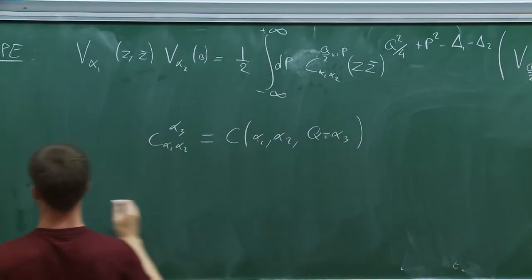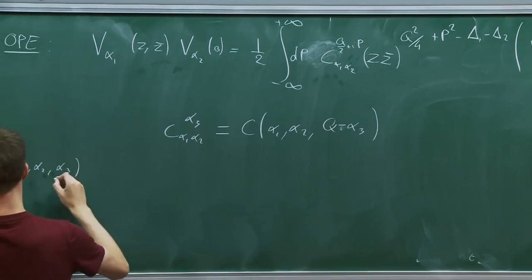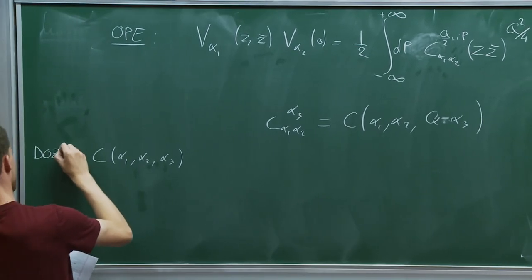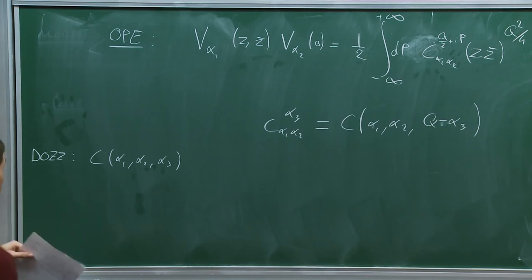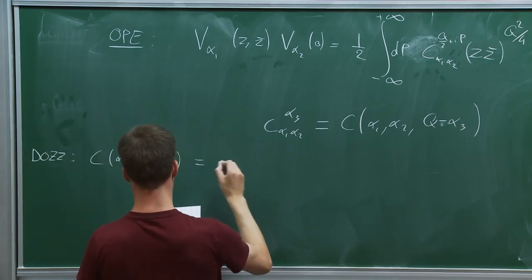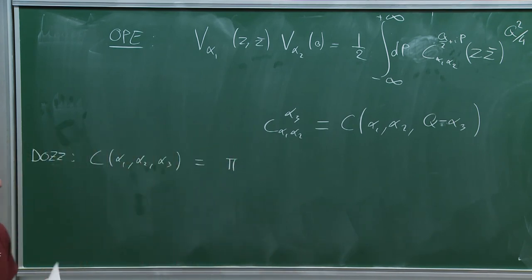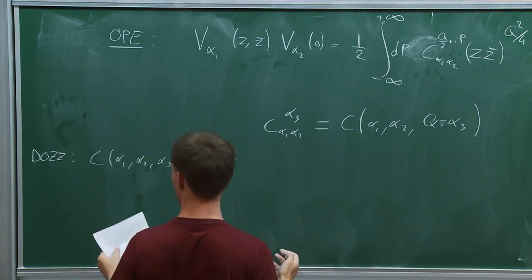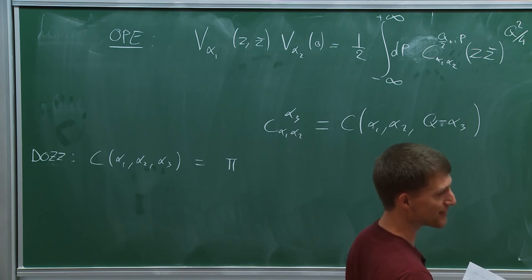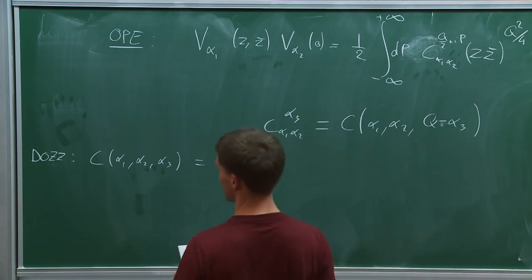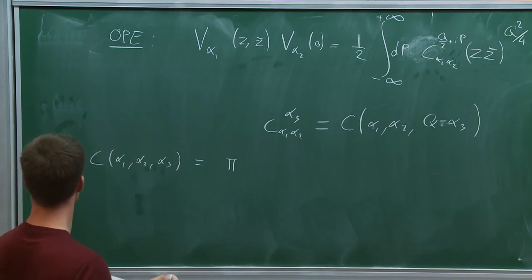And this object is given by the DOZZ formula. So this stands for three people who figured out this formula. Four people. Well, the Z's are a bit degenerate. So it's two times some logic of. Oh, okay. Dorn and Otto? No, not Dorn and Otto. Dotsenko and. Oh, fine.